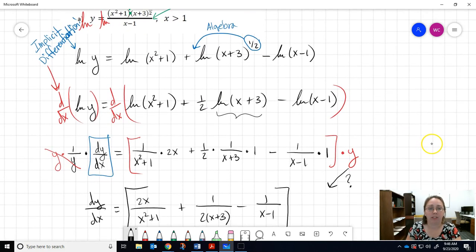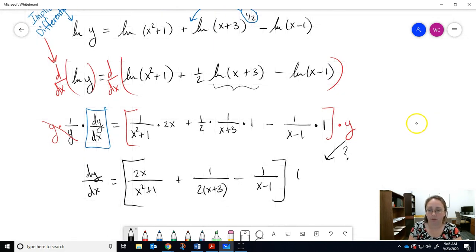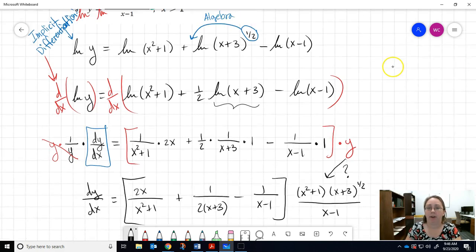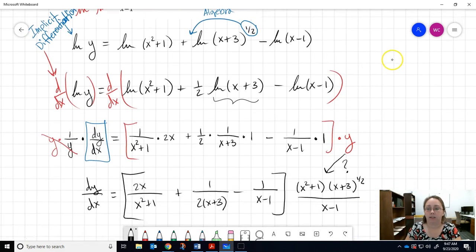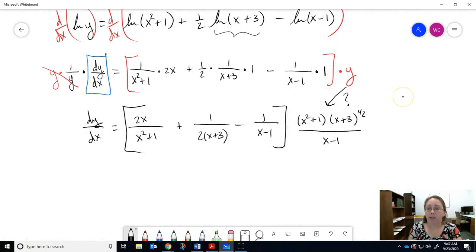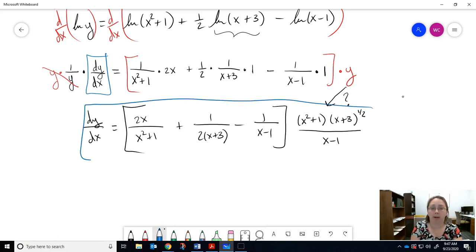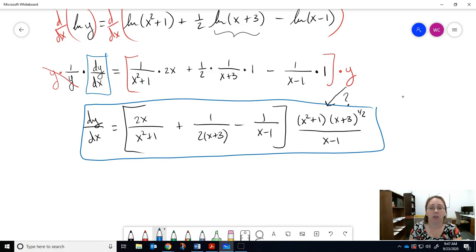So let me see if I can remember all this. So x squared plus 1 times x plus 3 to the 1/2 all over x minus 1. Let me make sure I copied that right. Yes, there you go. Now, if you wanted, you could distribute it into the parentheses, but I would say that this is simplified enough to where my lab would be happy, and this would probably match the answer if this was a multiple choice question. We're not trying to test you on the algebra, we're trying to test you on the derivative, so this is probably how it would be presented to you.